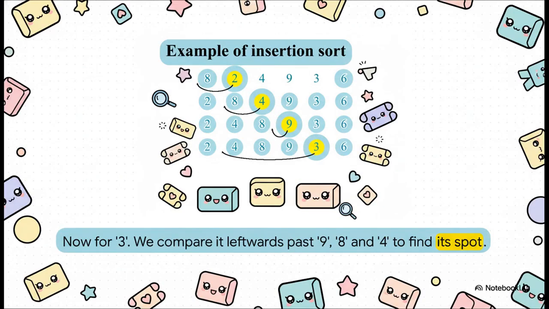We pick up the 3. Is it smaller than 9? Yep. Smaller than 8? Yep. Smaller than 4? Yep. Smaller than 2? Nope. Aha! We found its home. So we have to shift the 9, the 8, and the 4 all one spot to the right to make room, and then we pop that 3 right in after the 2.